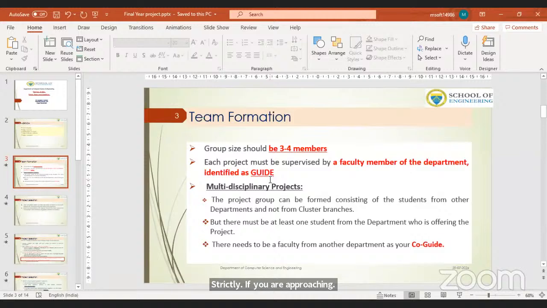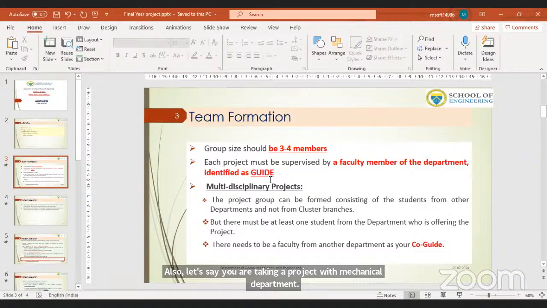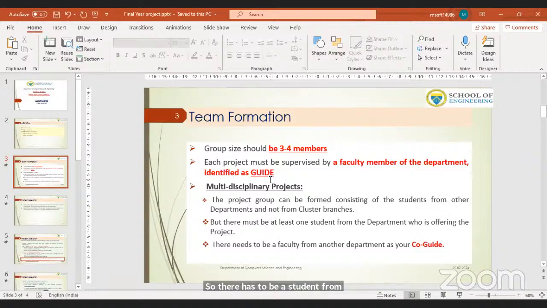And there has to be a co-guide from the other department also. Let's say you are taking a project with the mechanical department. So there has to be a student from the mechanical department and a co-guide from the mechanical department as well, and a guide from our CSE department. This is mandatory. You cannot have only one guide when you have a multidisciplinary project.